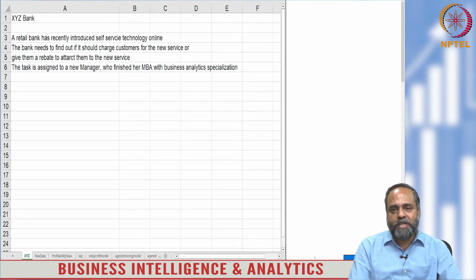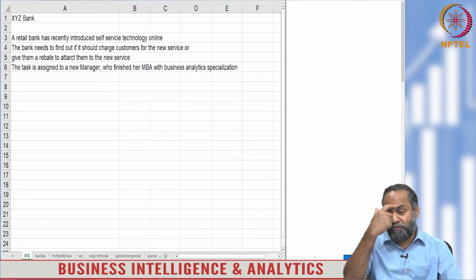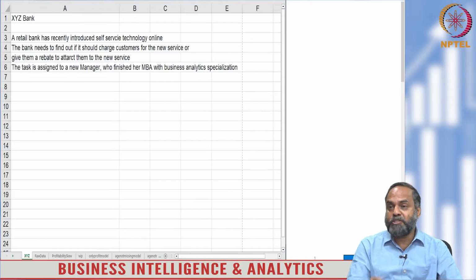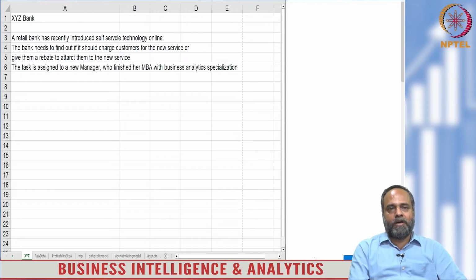Self-service technologies, what does that mean? That means that you don't need the service of banking staff. You don't need bank staff to service you on banking. You can be the service provider for your own banking requirements. You log in, you check the account balance. You don't have to go to the branch. You deposit money or you withdraw money, you transfer money and so on. So I was talking about self-service technologies for banking.